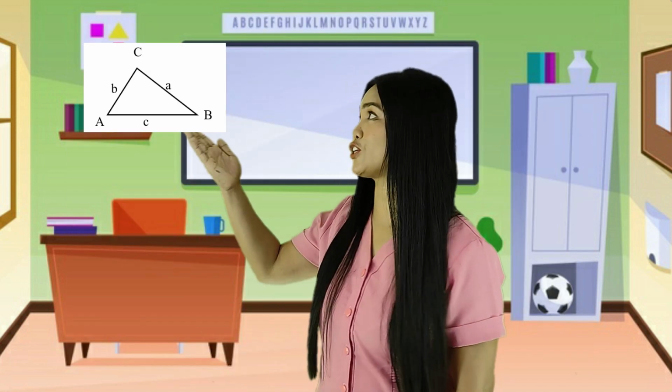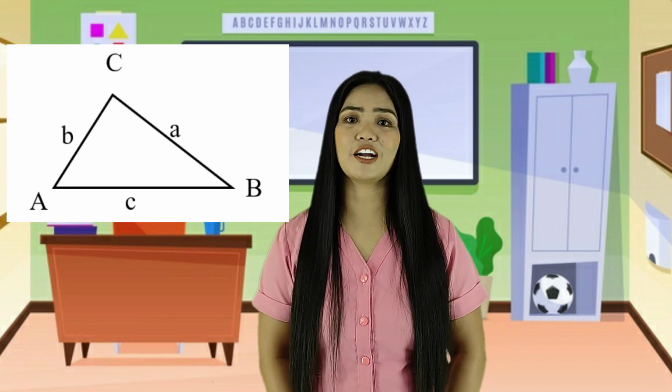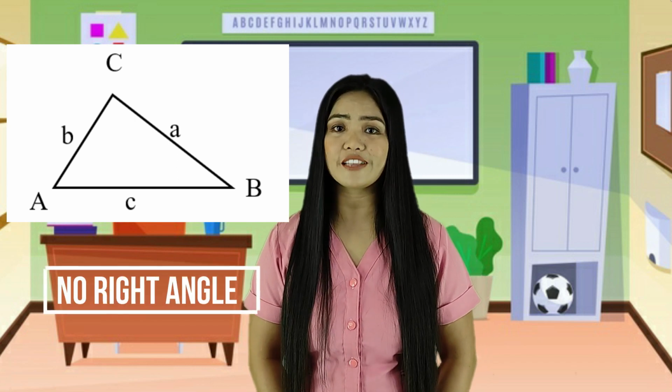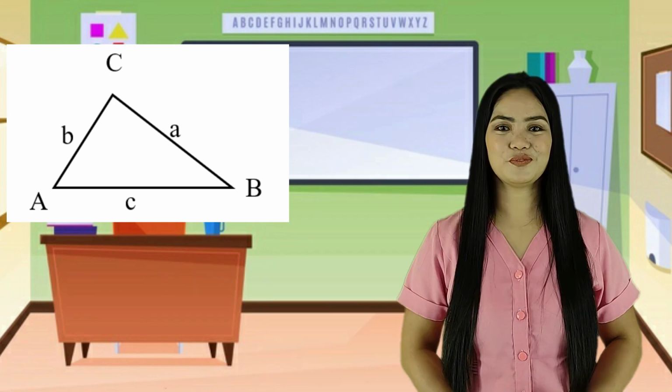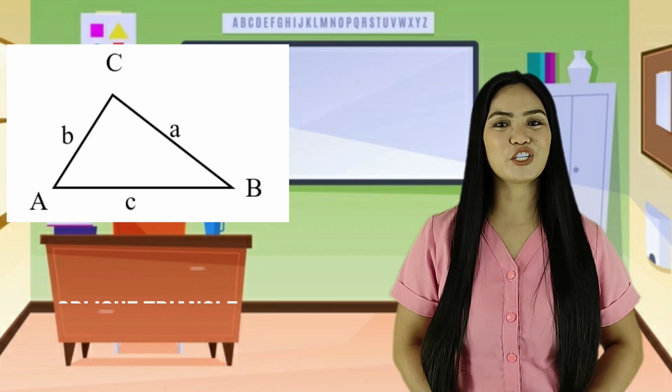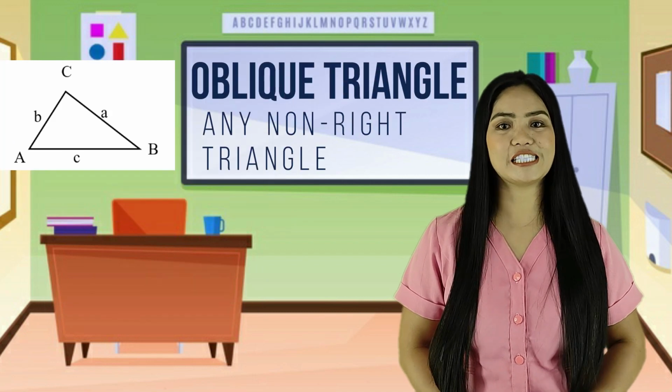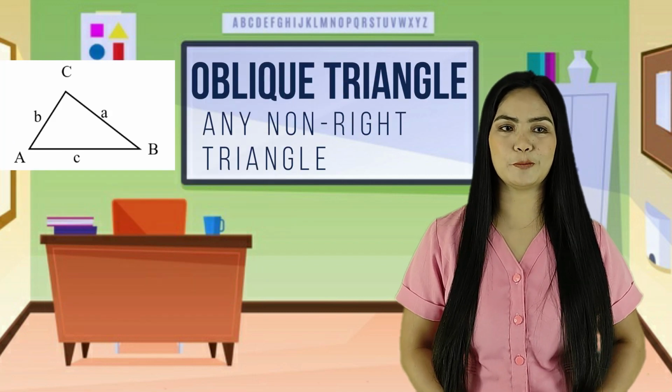Let's have this triangle. Is this a right triangle? Definitely, it's not a right triangle because there is no right angle on it. We call this triangle an oblique triangle. An oblique triangle is any non-right triangle. Acute and obtuse triangles can be oblique triangles as long as there is no right angle on it.